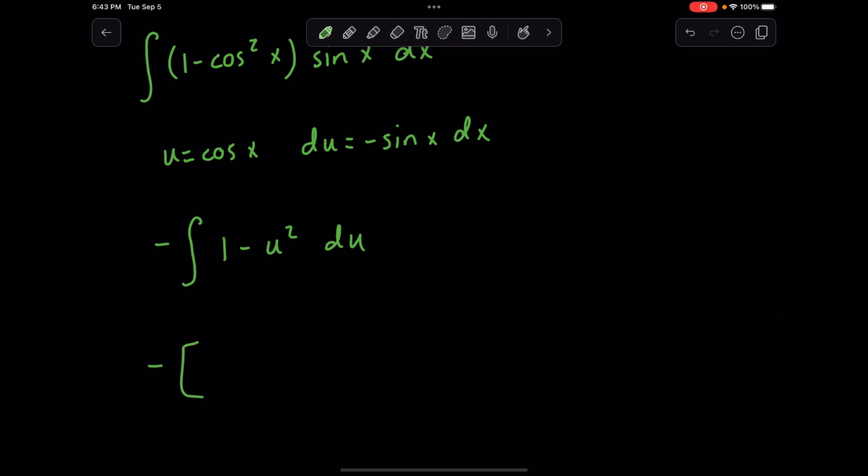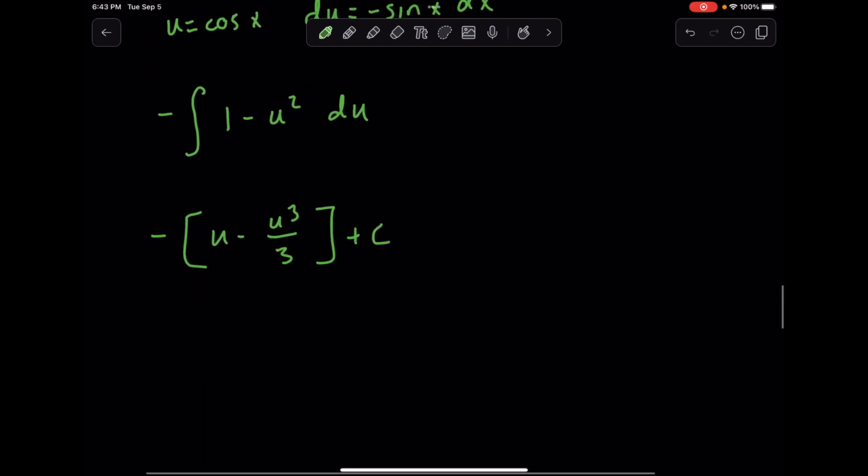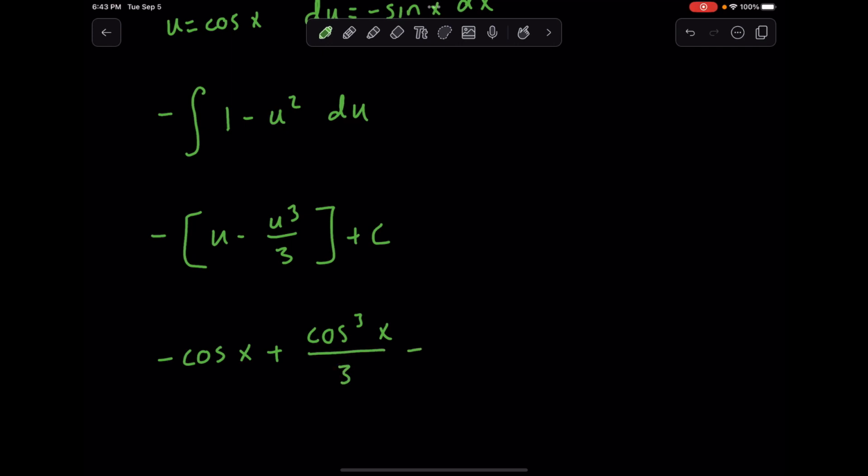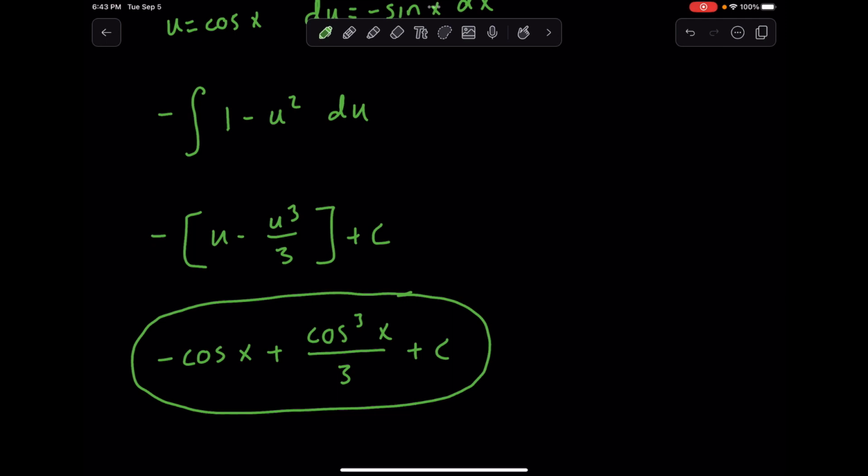So this is negative u minus u cubed over 3. And all we have left to do is distribute our negative sign and substitute back in for u. So this will become negative u, which is negative cosine of x, plus cosine cubed x over 3 plus c. And that is how you solve sine cubed integral.